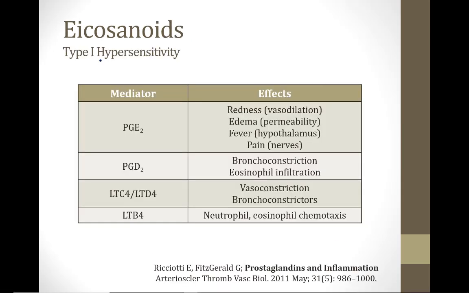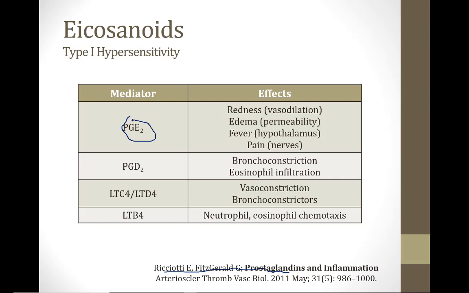There are many eicosanoids that play a role in type 1 hypersensitivity reactions and in the inflammatory response in general, but I've listed on this table on the slide some of the prostaglandins and leukotrienes that I think are most relevant to type 1 hypersensitivity. I've also shown a review article at the bottom of the screen if you want to read more about this topic. One of the most important mediators for type 1 hypersensitivity in terms of eicosanoids is prostaglandin E2.